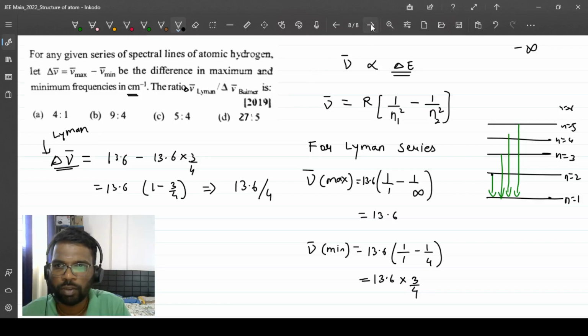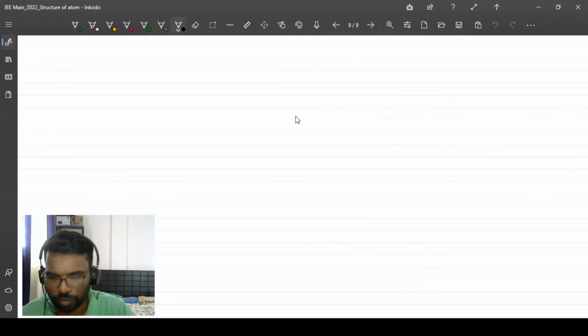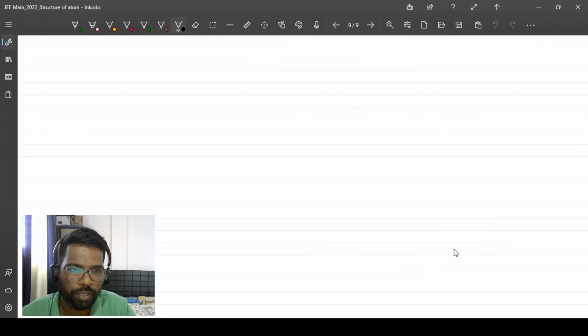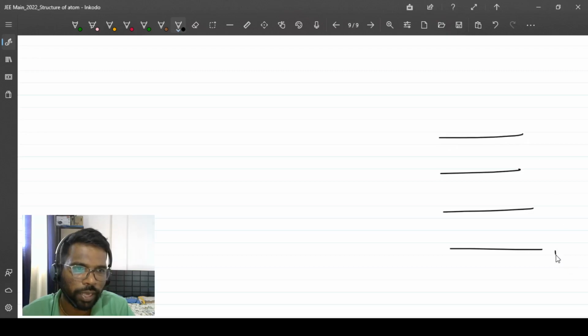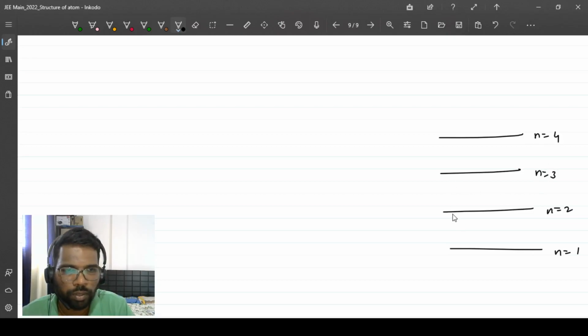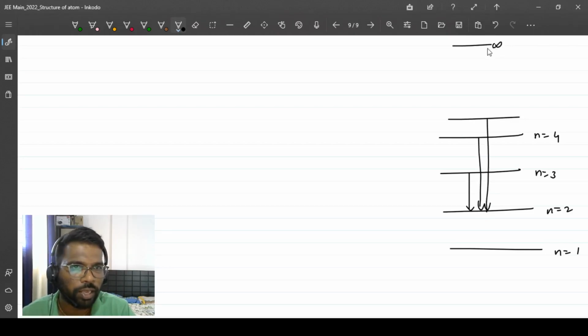Okay, let's calculate for the Balmer. This is n equal to 1, n equal to 2, n equal to 3, n equal to 4. This is the first line for the limit. For Balmer, the smallest energy gap will be this, then it will keep on increasing, and the highest is from n equal to infinity to this.